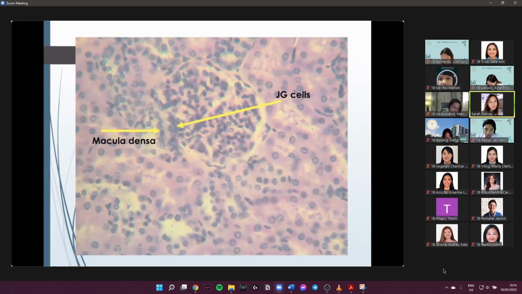juxtaglomerular apparatus. Now, there's also another cell that is supposed to be found here, but cannot be seen on ordinary histological examination. That is what you call your lacis cell, your Polkissen cell, or your extraglomerular mesangial cell. All of these names apply to it, but it cannot be seen here on the histological picture. Okay, so that takes care of the things that you will find here near the renal corpuscle.